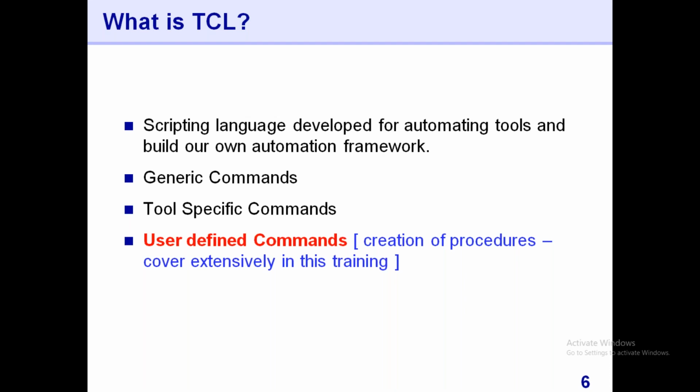And Tcl commands have three types. One is the generic command, which any Tcl interpreter can execute. Next is the tool specific command; these commands we have to execute only on the respective tools. Next is the user defined commands. It is all about creating our own procedures, and we can create our own commands.